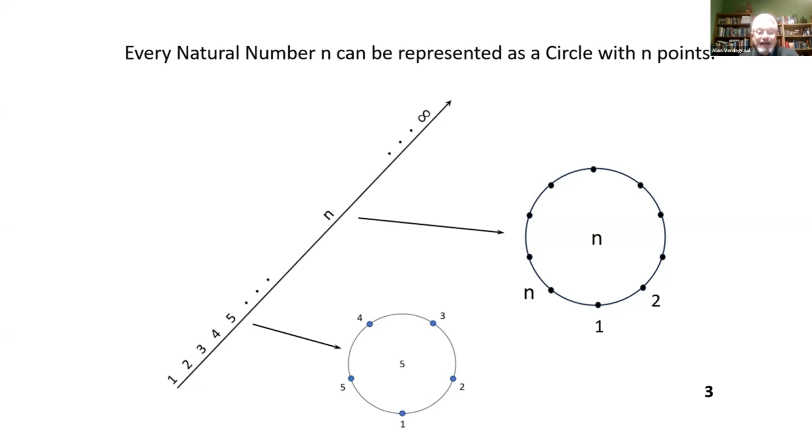Let's number them from 1 to n. This circle is a representation of a natural number. So you see down here, and let me get the pen going, you see down here that number 5 is represented by 5 points, and they're numbered 1, 2, 3, 4, 5. So this is a representation of the natural number 5. So let's play a child's game of counting around one of these circles.